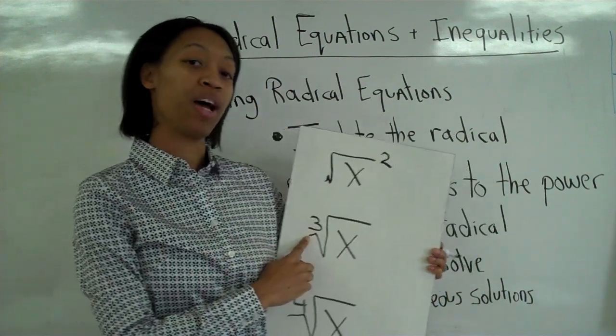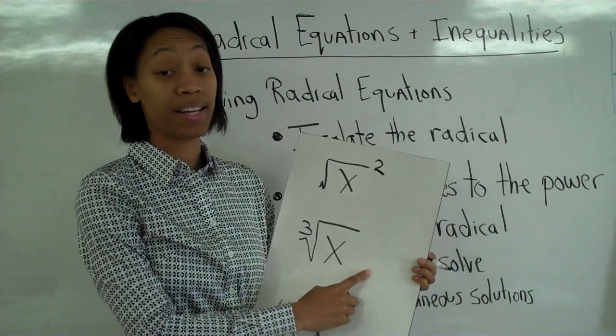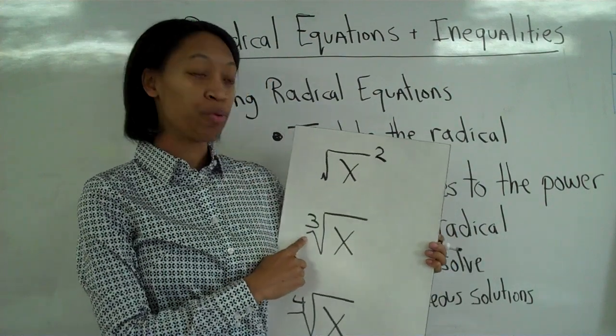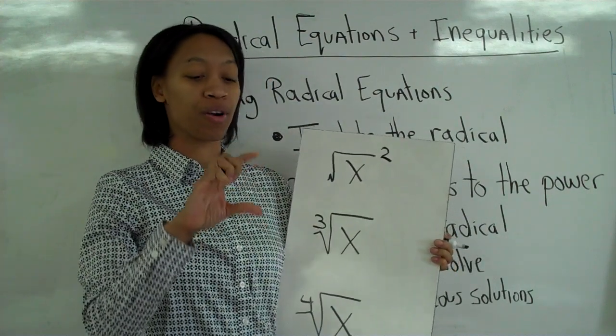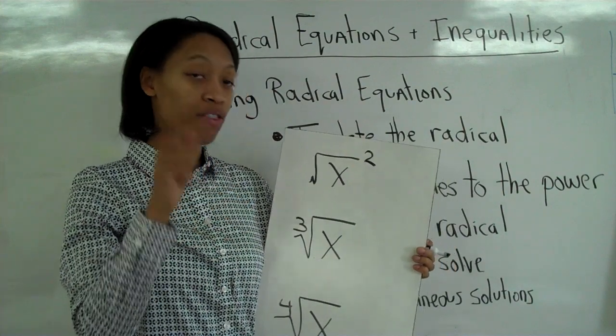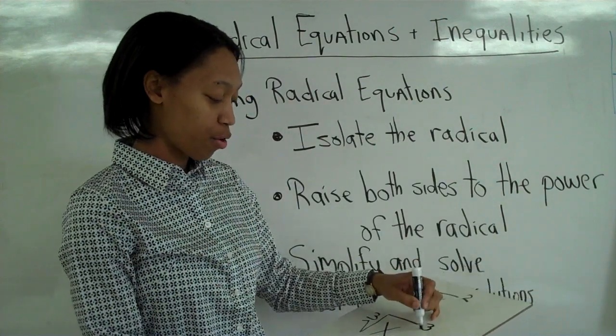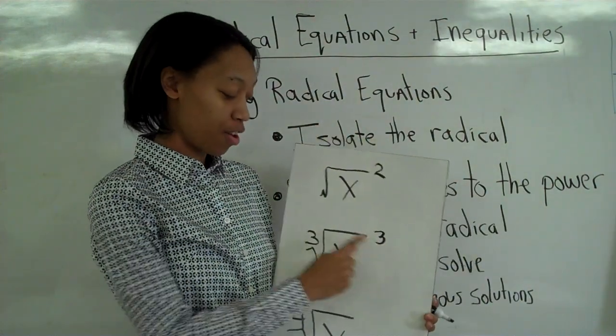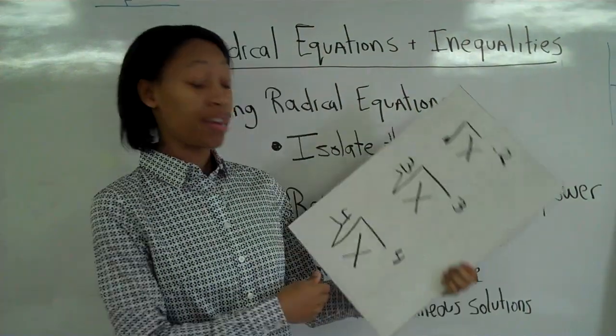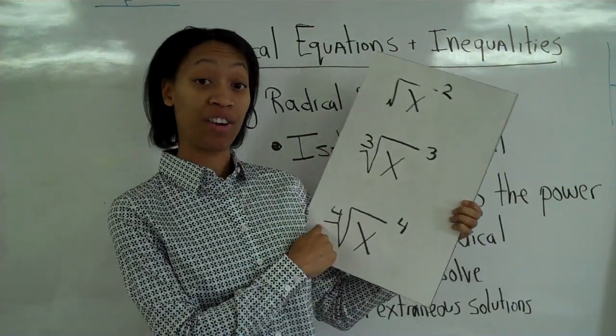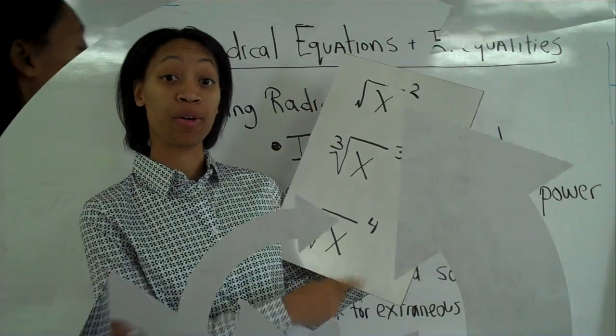Or what power would you have to raise cubed root to make it cancel out? Well, since cubed root is to the 1/3 power, the reciprocal of 1/3 would be 3/1. You're going to raise this to the 3rd power to make the cubed root cancel out. And to make the 4th root cancel out, you would have to raise it to the 4th power.